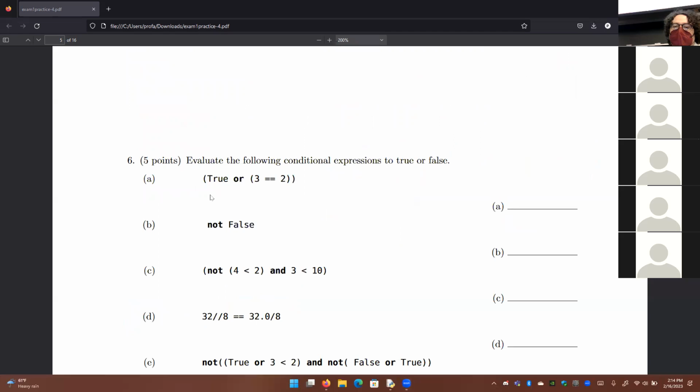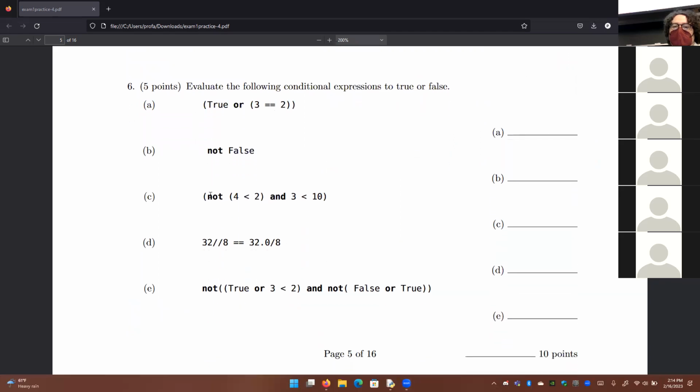All right. So evaluate the following conditional expressions to be true or false. Okay, so first rule: true or, I don't care. It said true or. That means as soon as one side of an or statement is true, the whole thing is true. Not false, that's also true.